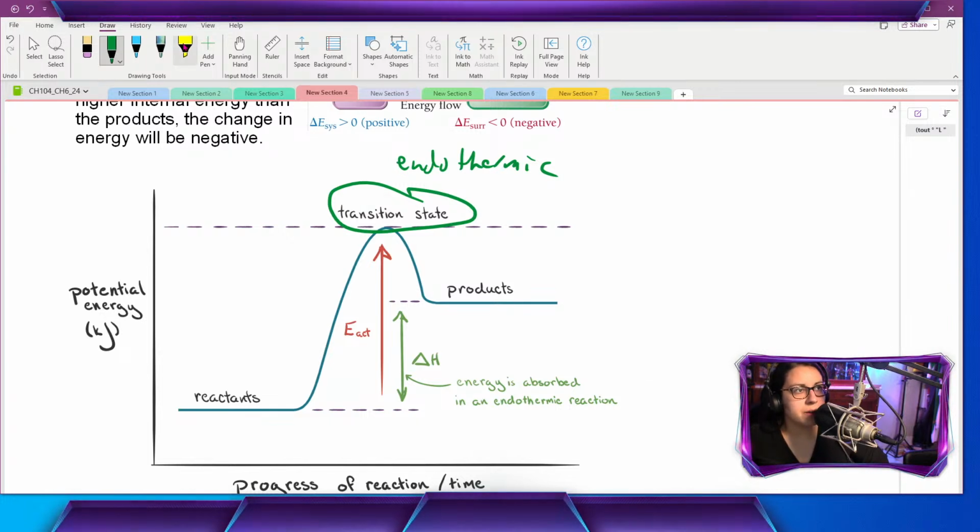And so again, be prepared to construct a diagram with all those relevant points labeled. So reactants, transition state, products, our activation energy that goes from reactants to transition state, and then our change in enthalpy, which is the difference between products minus reactants.